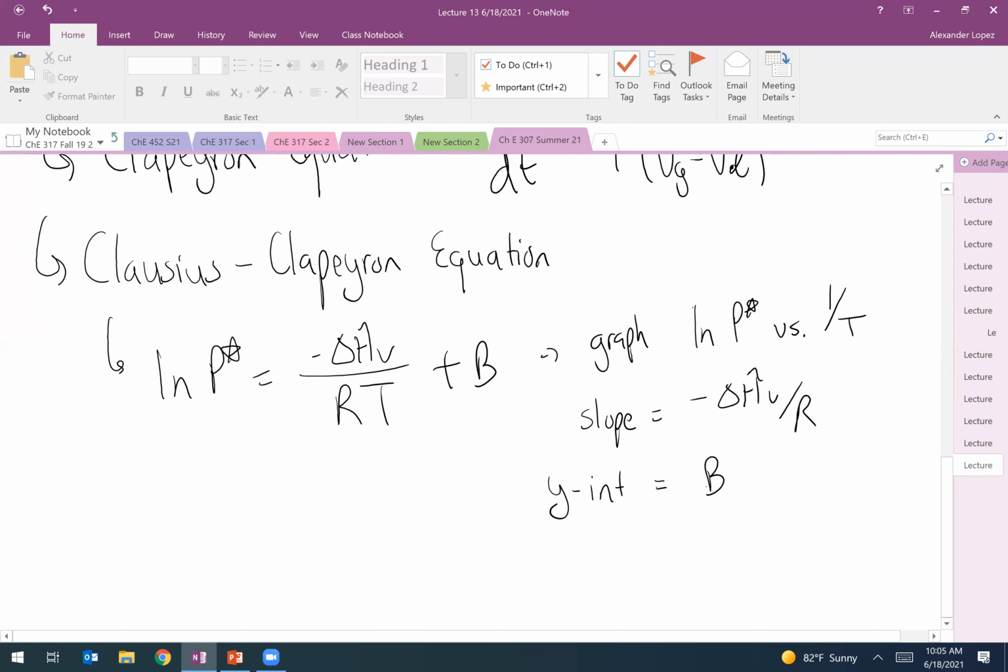So if we have a way of measuring vapor pressure as a function of temperature, you can take some data, graph it, and extract out the empirical constant B, as well as estimate the latent heat of vaporization.